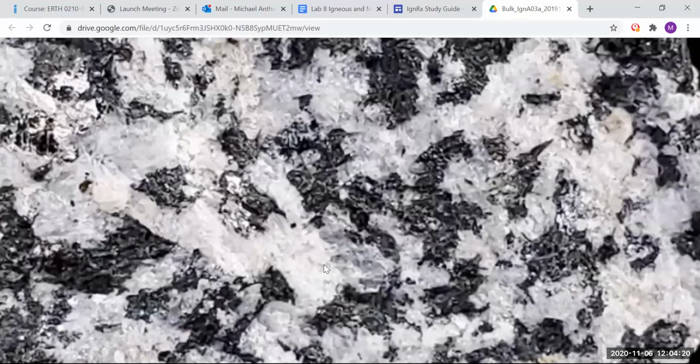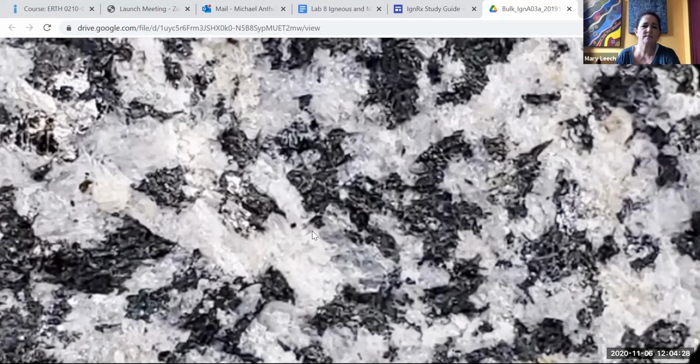So it would be plagioclase, like feldspar, quartz, and hornblende all together in this one rock. Yes. Do you want us to say the percentage of all of them? That's not necessary. Okay. I mean, if you want to, go for it, but it's not required.